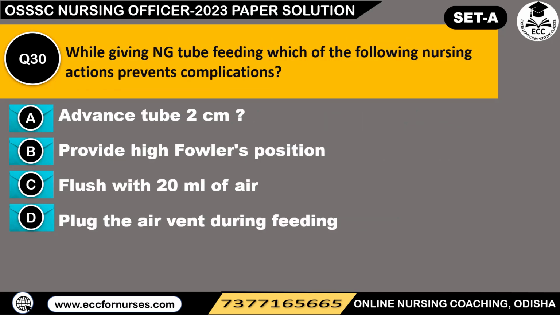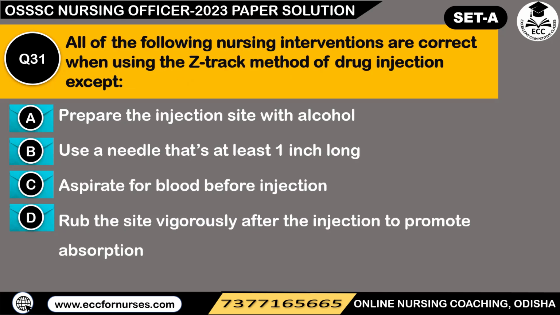Question number 30. While giving NG tube feeding, which of the following nursing actions prevent complication? The answer is provide high Fowler's position. Question number 31. All of the following nursing interventions are correct when using the Z-track method of drug injection except, the answer is option D. Rub the site vigorously after the injection to promote absorption. This is wrong and the answer is this one.